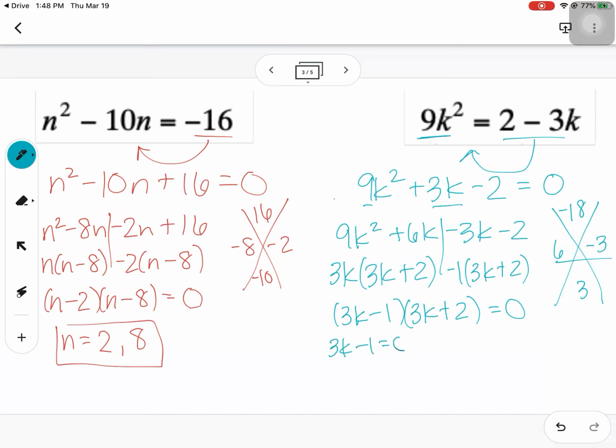Then I set them each equal to 0. 3k minus 1 equals 0, gives me k equals 1/3. 3k plus 2 equals 0, gives me k equals -2/3, and those are your two answers.